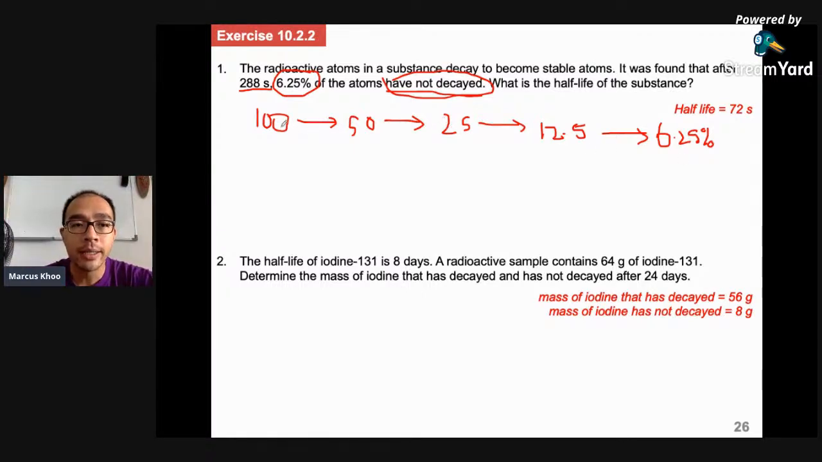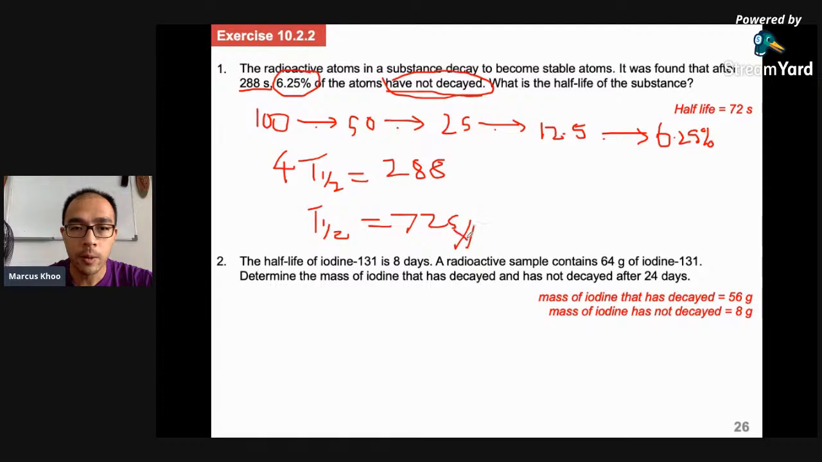So we find that the number of half-lives that have passed in order for 100% to become 6.25% is 1, 2, 3, 4. So 4 half-lives is 288 seconds. So how long is one half-life? 288 divided by 4, you will get 72 seconds. 72 seconds is pretty fast, if you think about it.